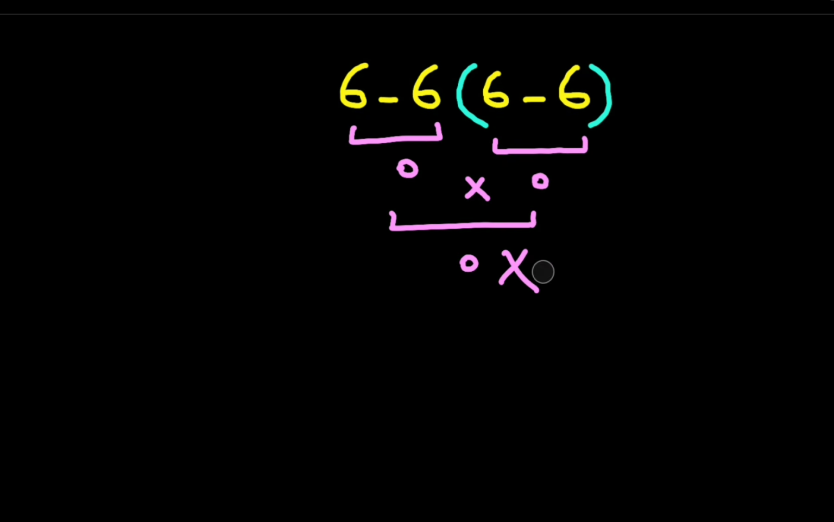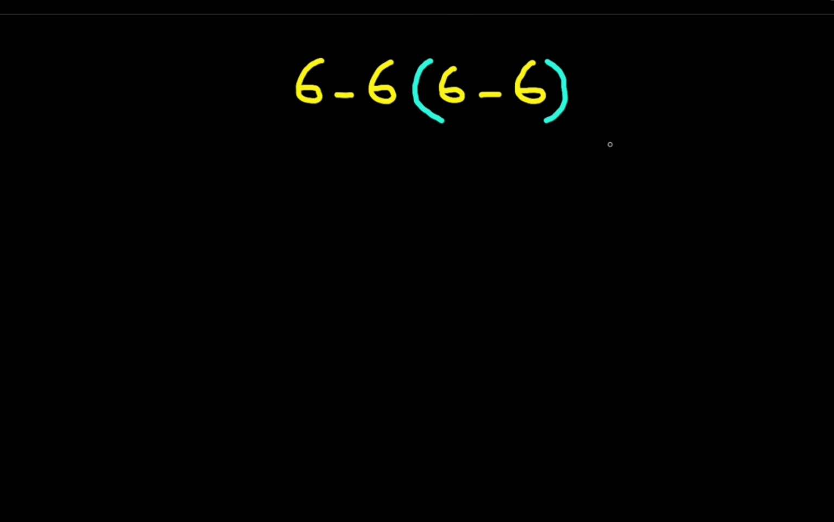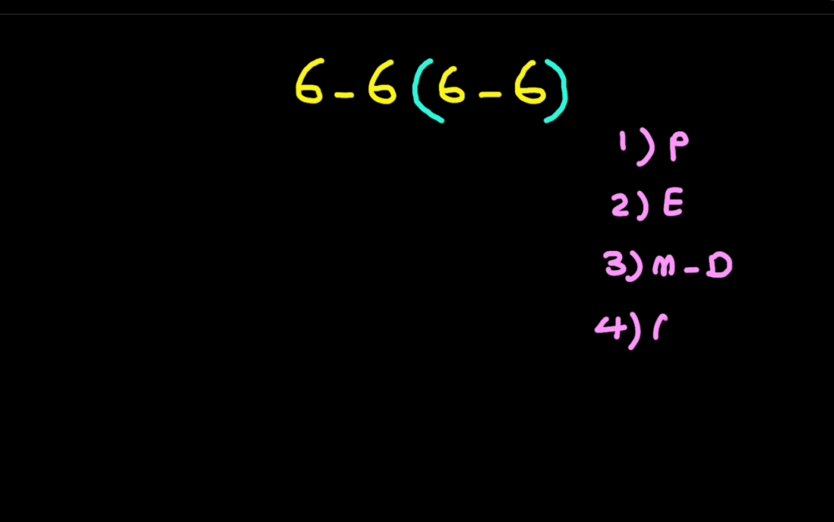According to the rules of mathematics, PEMDAS, we have to solve this math expression in this way. First, parentheses, then exponent, then multiplication or division, and then addition or subtraction. According to this rule, in the first step, we have one parenthesis that we have to solve first. So 6 minus 6 gives us 0.